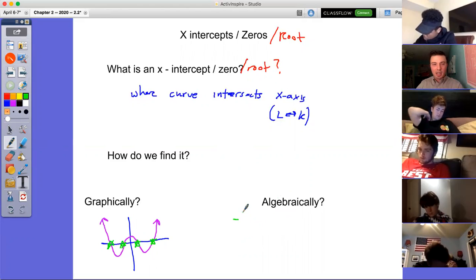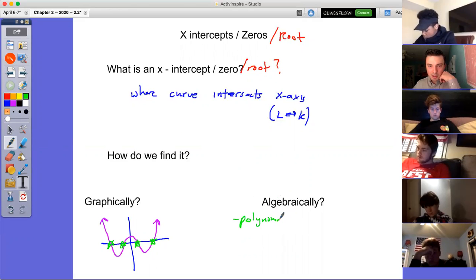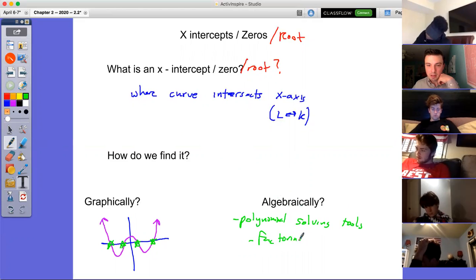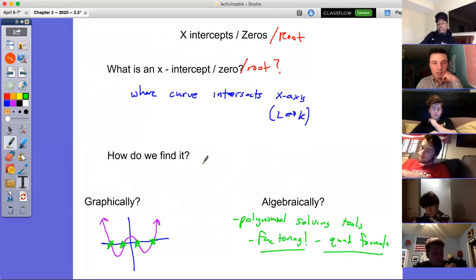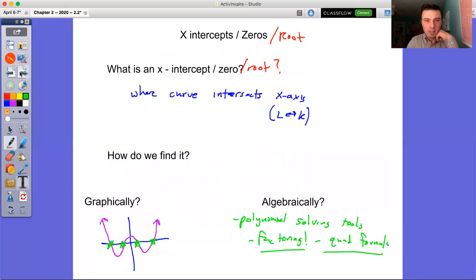Well, we're going to be using our polynomial solving tools. And those are like quadratics, like factoring. And the quadratic formula. Those are the main two that you'll need to use. Factoring and the quadratic formula. That's what we're about to practice right here. Okay, so let's do an example.